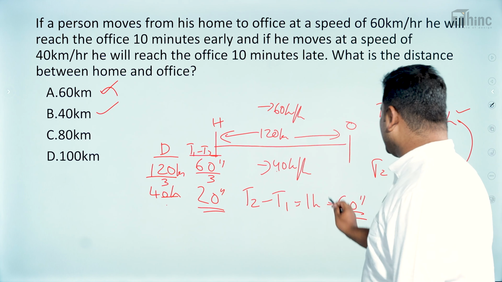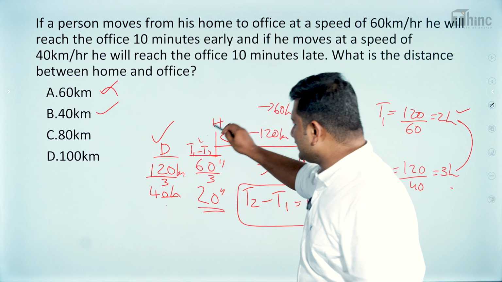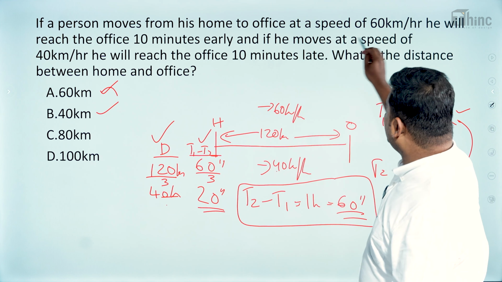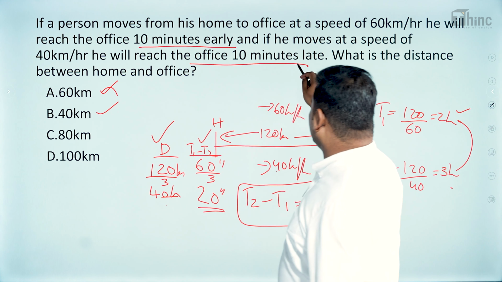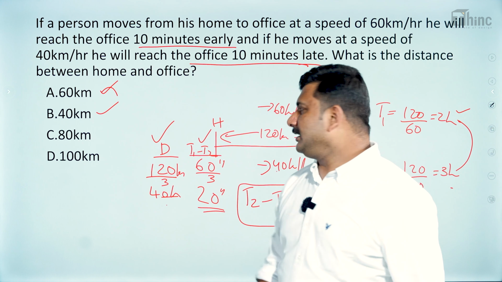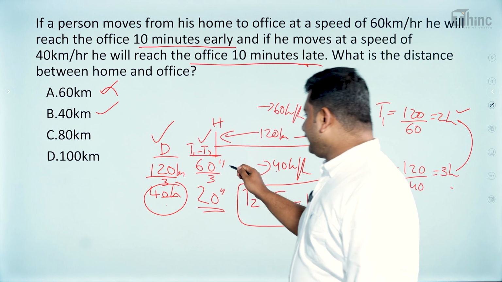Now what is the difference in the time taken? It is 60 minutes. So if the distance is 120, the difference in the time taken is 60 minutes. In this case, what is the difference in the time taken? Initially he reaches 10 minutes early, the second time he reaches 10 minutes late. So the difference in the time taken is 20 minutes. So what distance creates a difference of 20 minutes?